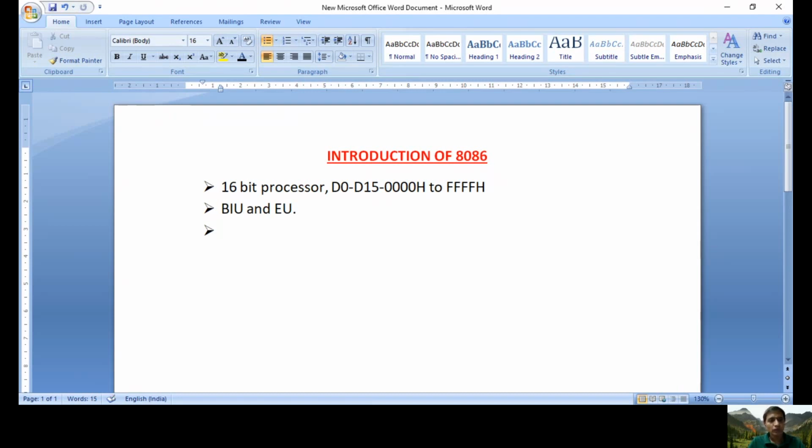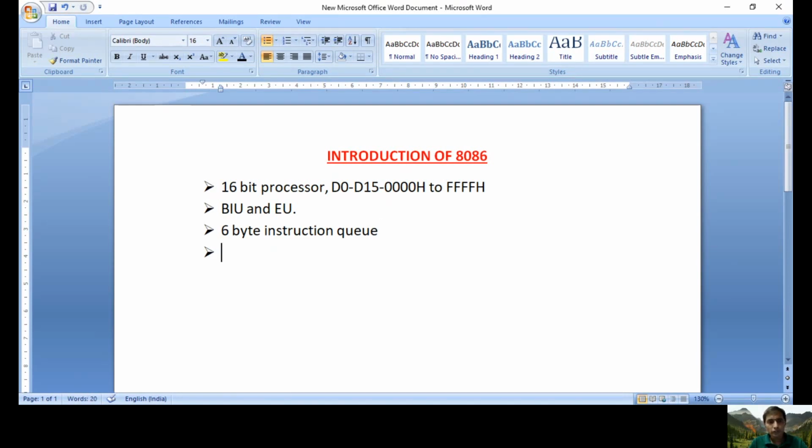Then later, the 8086 contains a 6-byte instruction queue. So 8086 can hold a maximum of 6 bytes of instructions only, and because it's a queue, it's a FIFO, first in first out. So whichever instruction enters the queue first, that instruction will execute first. Then later the other instructions, like that. The maximum size of the instruction queue is 6 bytes.